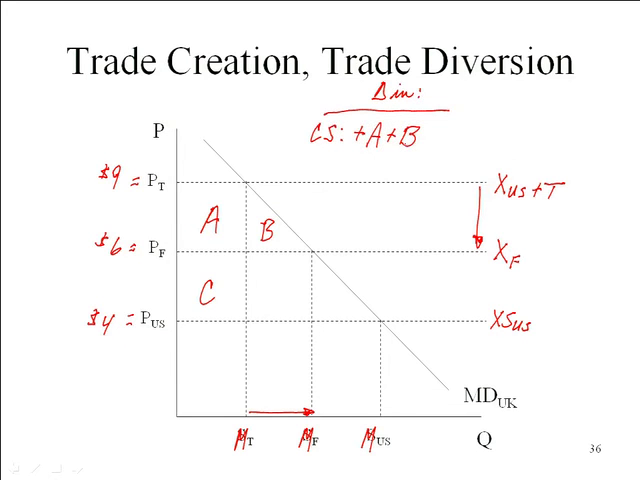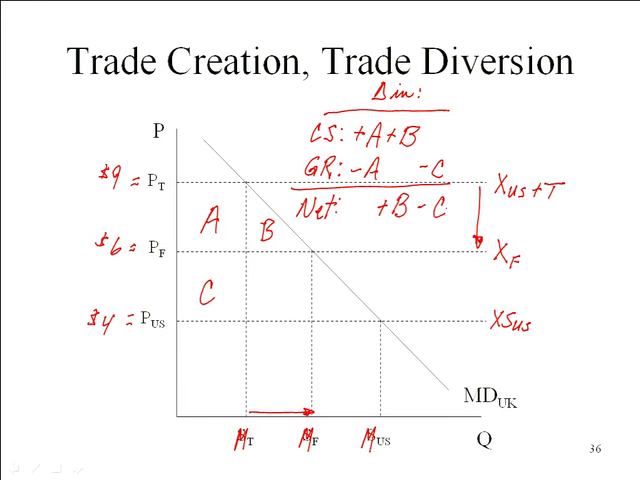We're not worried about producer surplus here, but we want to think about what happens to government revenue. Remember, we were importing from the US and charging a $5 tariff. Now we're importing more from France, but we're importing it at a zero tariff rate, so there's no tariff revenue. So our tariff revenue goes down by A and C. And therefore, our net, we have a gain of B and a loss of C.